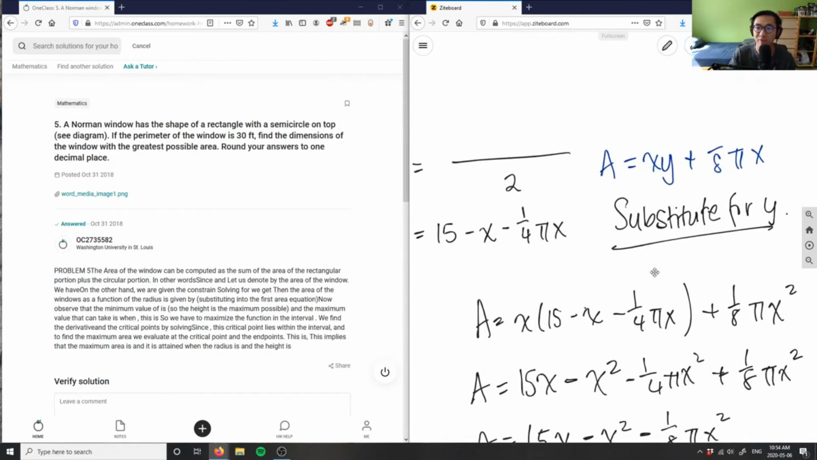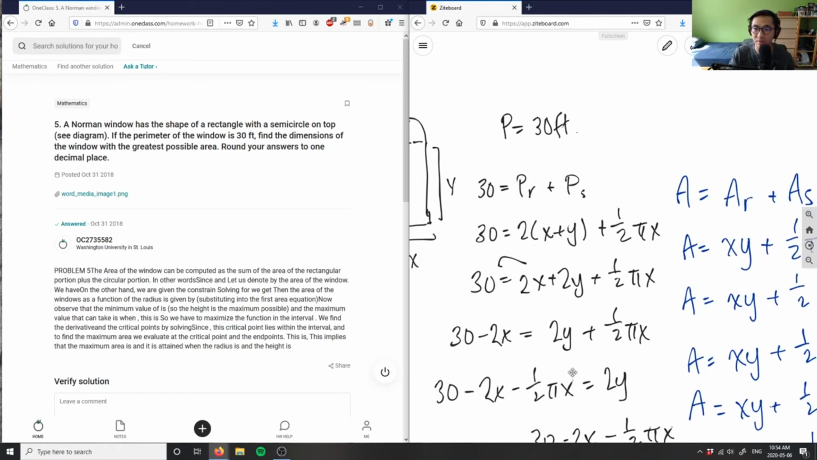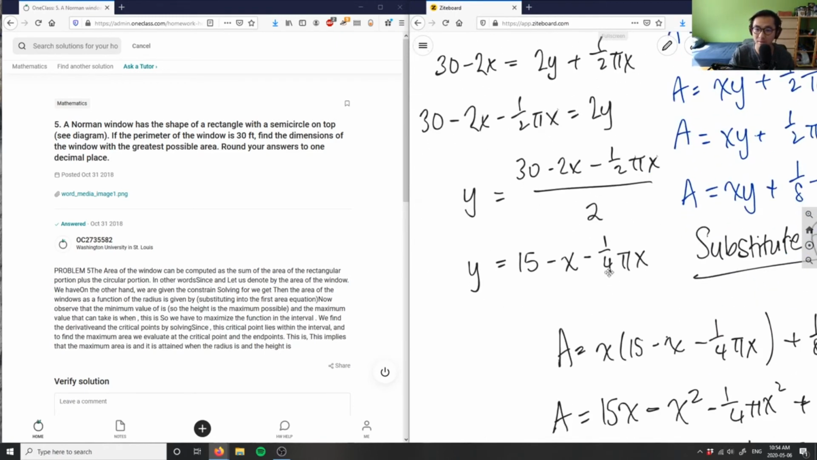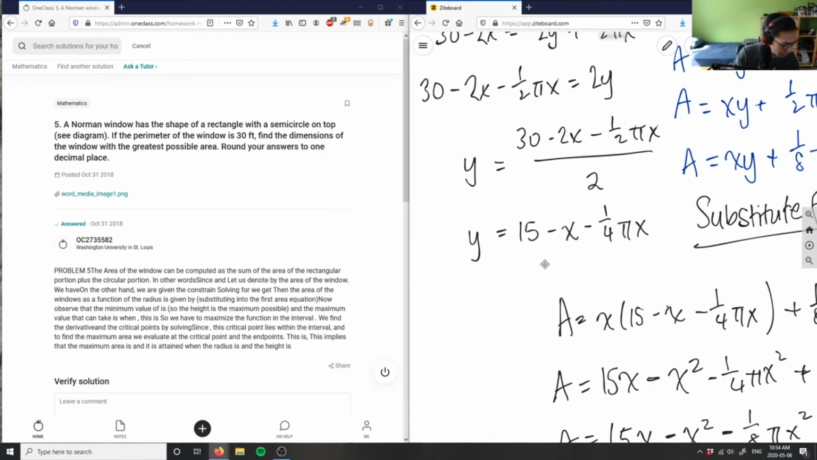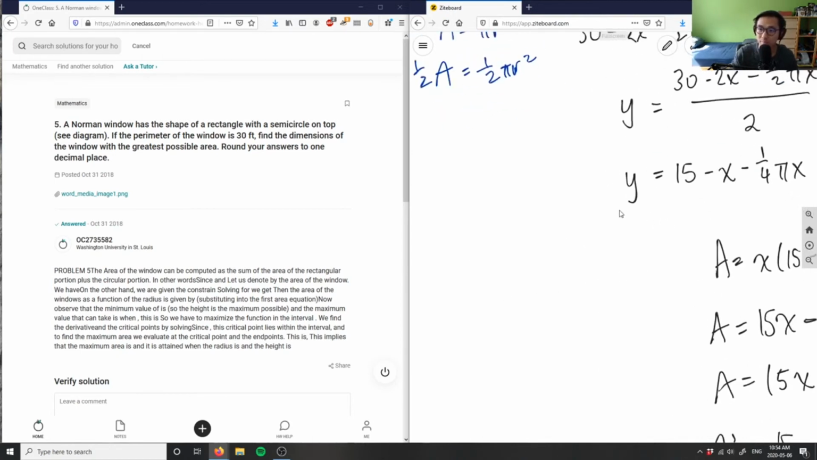Once I have my x value, I can easily solve for my y value using any of these equations. I would use this equation again. I'm going to take more decimal places and then round as the final answer. I'm going to rewrite this y equation to give me some more room. y equals 15 minus x minus 1/4 pi times x.